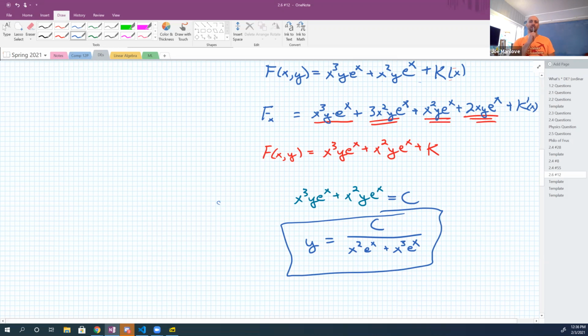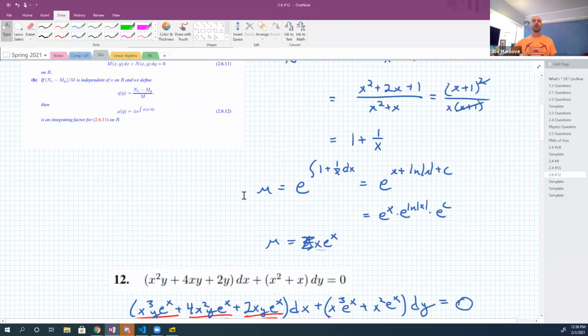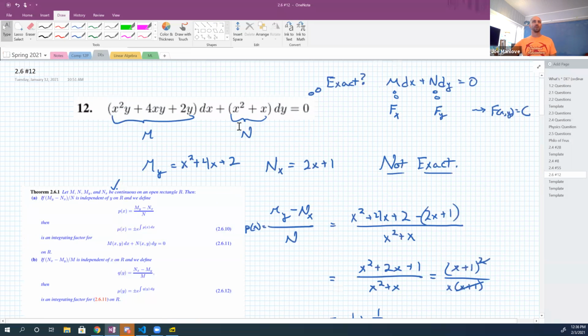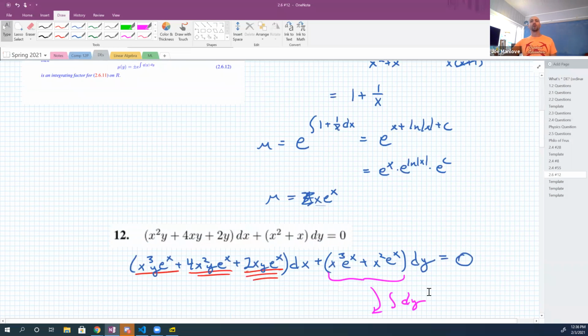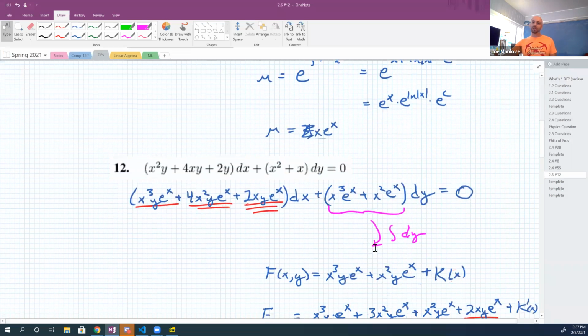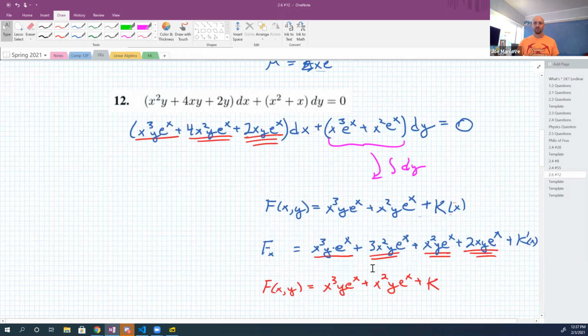You guys cool with this? Okay. So that was essentially the process of an integrating factor, right? So our first thing we do is we check to see if it's exact. If it's not, we'll go try to find an integrating factor. We'll multiply through by that, and then we'll just apply the exact technique again. Cool with this? Yep.